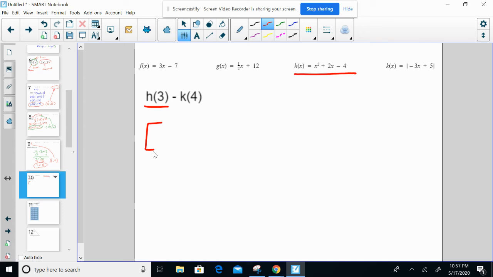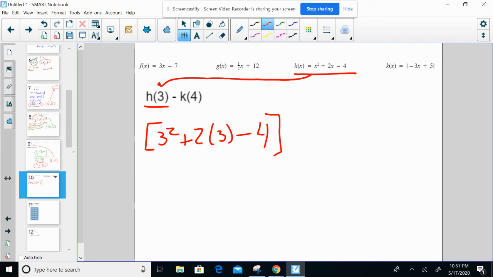So for h of 3, we're going to plug in 3. So 3 squared plus 2 times 3 minus 4. I just took this and I plugged in the 3 everywhere I saw an x. And let's go ahead and do that right now. Let's do one thing at a time here. Okay, so 9 plus 2 times 3 is 6. So do the multiplication first.